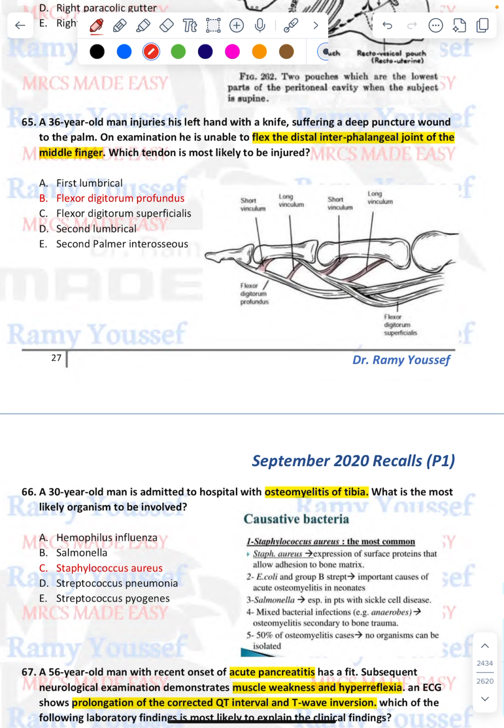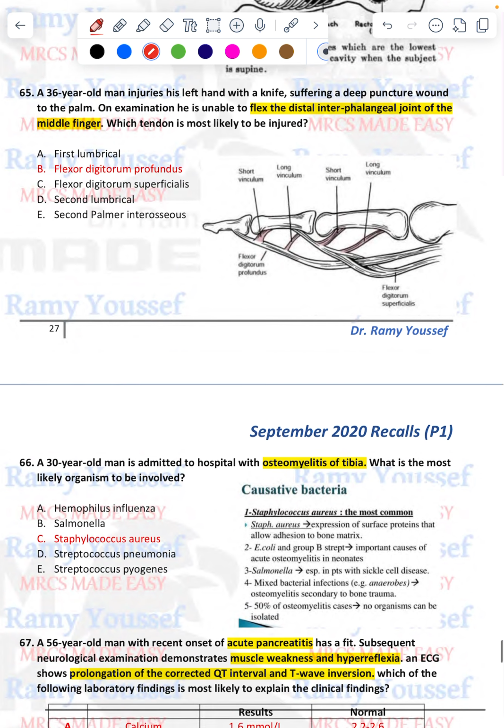A 56-year-old man with recent onset of pancreatitis, on neurological examination, demonstrates muscle weakness, and ECG shows prolonged QT interval and T wave inversion. This is due to calcium changes leading to hyperexcitation, hyperreflexia. The QT interval will be prolonged. Which of the following laboratory findings is most likely to explain the clinical picture in acute pancreatitis? There has to be hypocalcemia.